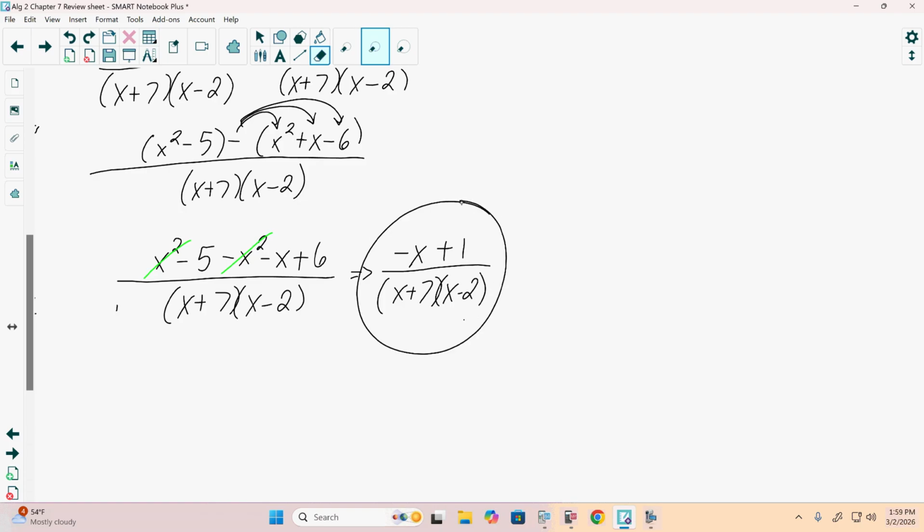And that's actually as simplified as it gets. We could factor that negative 1 out of the top, which is just going to be negative parentheses x minus 1, close parentheses. Still does not match with anything on top and bottom. We can't simplify. If it had been 2 instead of 1, I need to factor that negative out. So we have x minus 2 over x minus 2, which would simplify to negative 1 over x plus 7. But here, this is as far as we can go. Yes. Questions on this here?